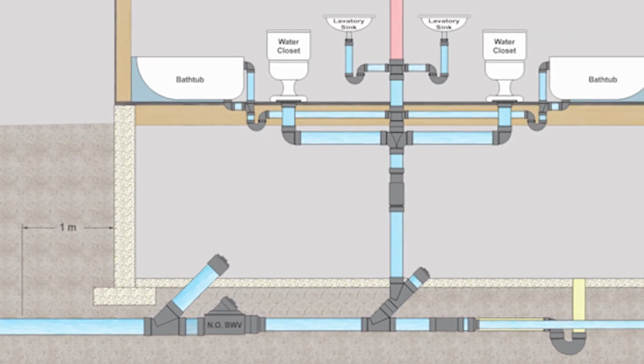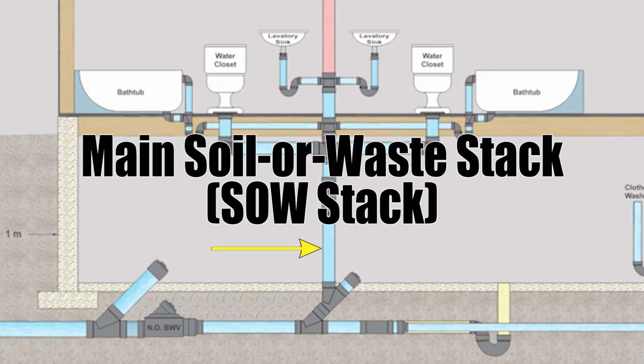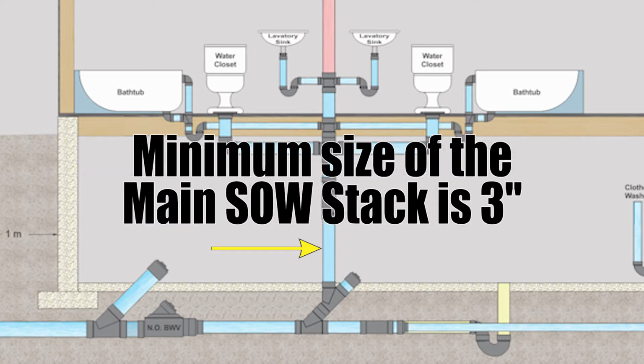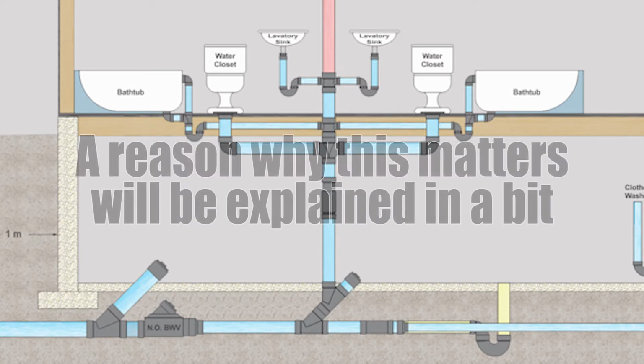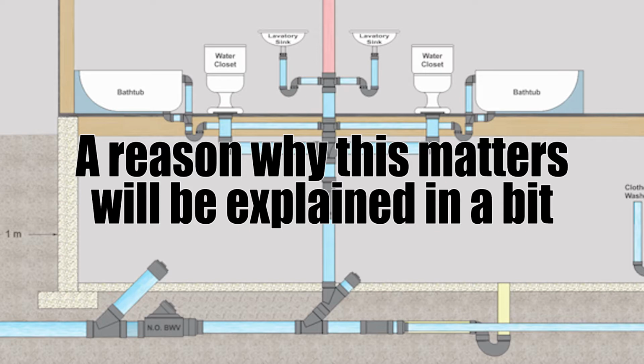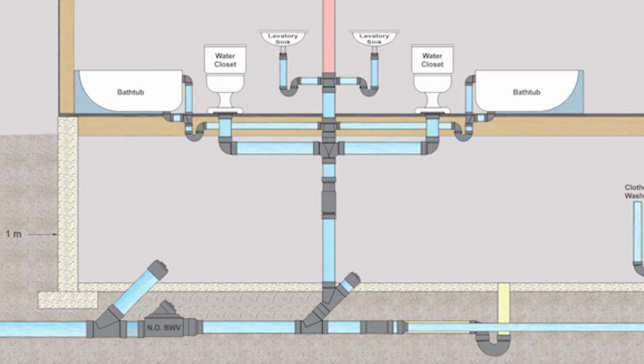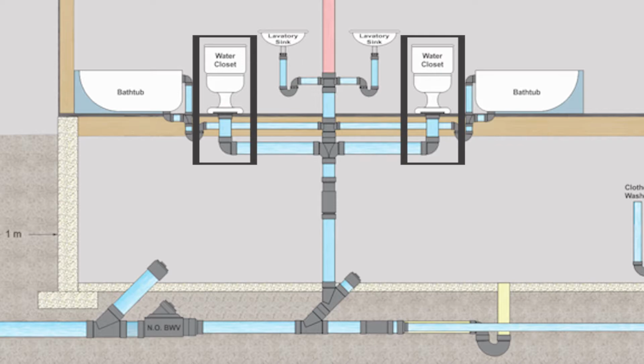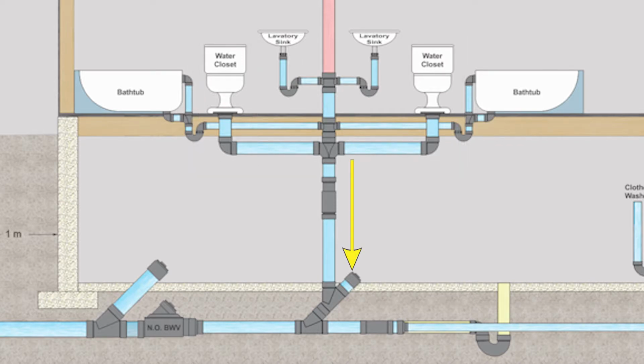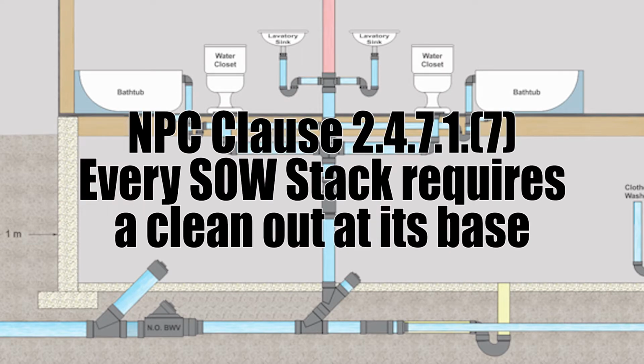The next pipe that we come across is the main soil or waste stack. Now, the minimum size of this will be 3 inches, and it will be that for two reasons. First of all, it's the main stack, so it needs to be minimum 3 inches. The second reason is it has two water closets draining into it, but we're going to circle back to that in a moment. You'll notice at the base of this soil or waste stack is a cleanout. Now, according to clause 2.4.7.17, the base of every soil or waste stack needs a cleanout, so there it is.